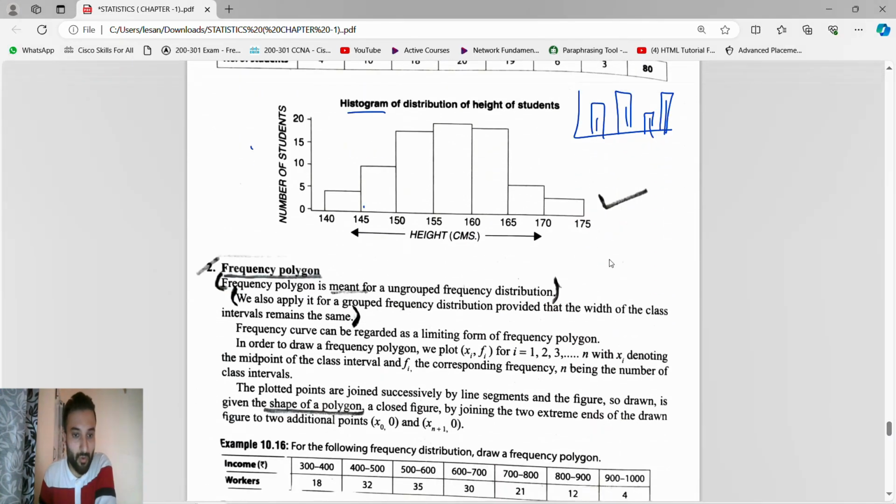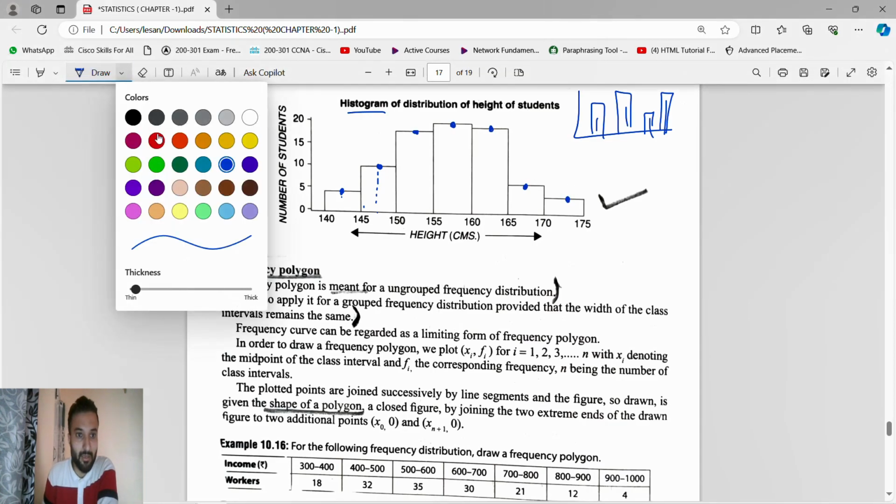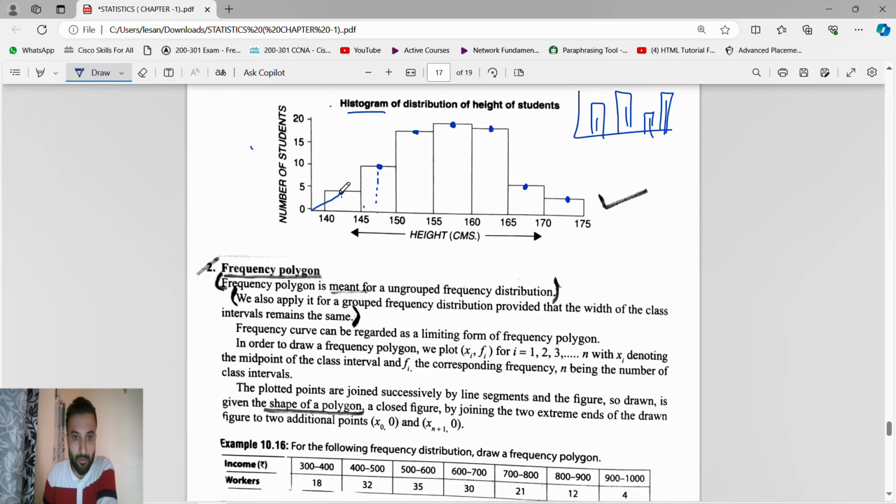Next is the frequency polygon. Guys, it is very easy to make a frequency polygon. When we make a histogram, take the center values of the bars and join them with a free hand. Then it will become a frequency polygon.